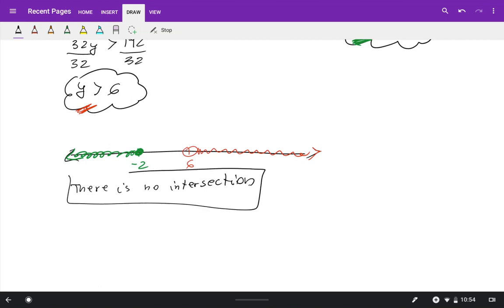Here, if you need to write the solution set, it is the empty set. There are no elements which will work for both of them. Okay. And I think we're good.